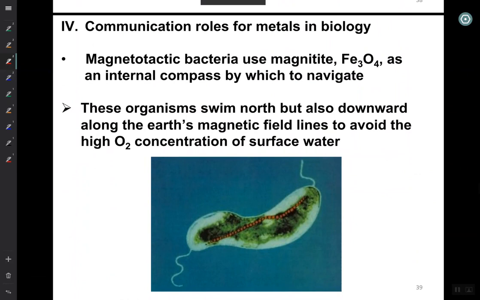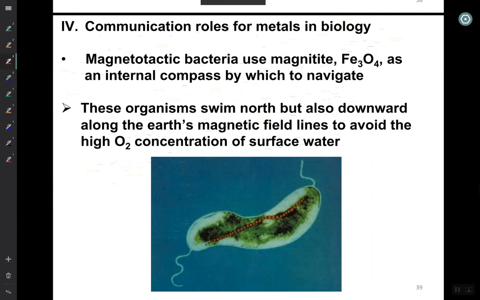Some metalloproteins, or not just proteins but metals, can be used for communication in biology. A really neat example is magnetotactic bacteria. It uses magnetite, which is Fe3O4, as an internal compass by which to navigate. This is pretty interesting to me. These organisms swim north, but also downward along the Earth's magnetic field lines, to avoid the high O2 concentration of surface water. Because O2 is toxic to these bacteria, they want to avoid being exposed to it.